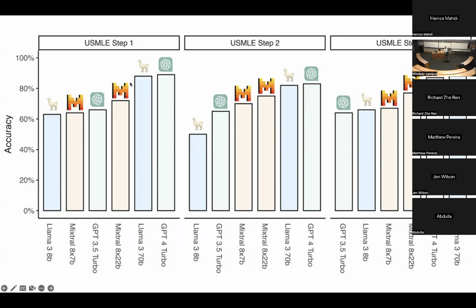So just so you know what these mean, obviously ChatGPT logo, if you've ever used ChatGPT, you'd recognize it. The other one, the picture of a llama, that's the llama model. It's an open source model from Facebook. And the M is Mixtral, which is another open source model from a French company that you can literally download and run on your computer without having to use their servers.